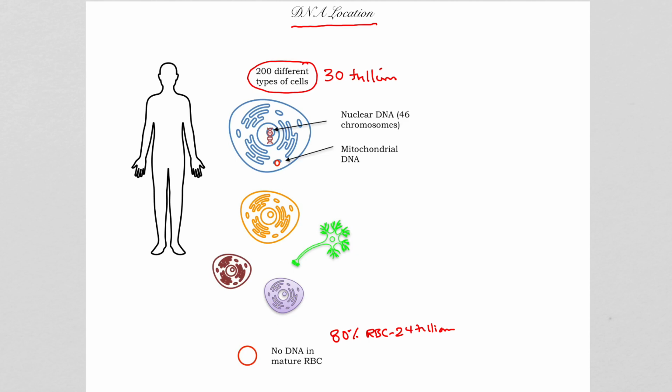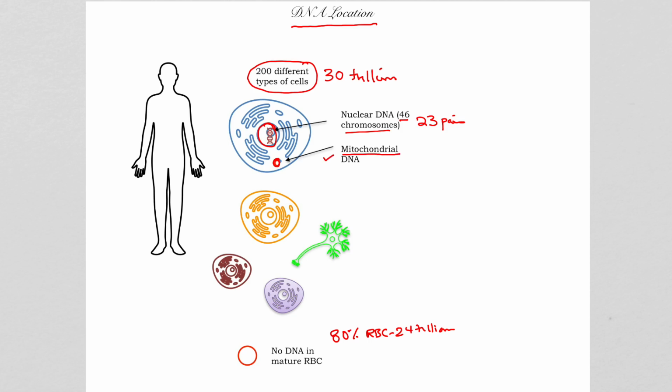So DNA is located in the nucleus. You have your 46 chromosomes, your 23 pairs. And then there's some DNA, of course, in the mitochondria.